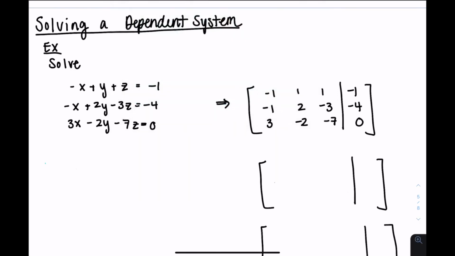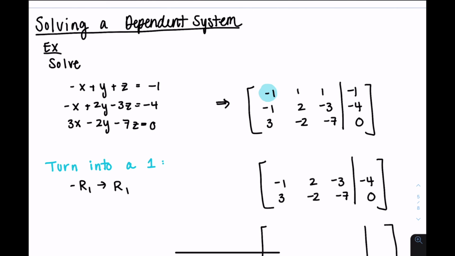My process is to get a 1 here. So we want to turn this into a 1 by just completely negating the row. So I don't do anything in these bottom two, and I just switch the sign of everything in the first row.